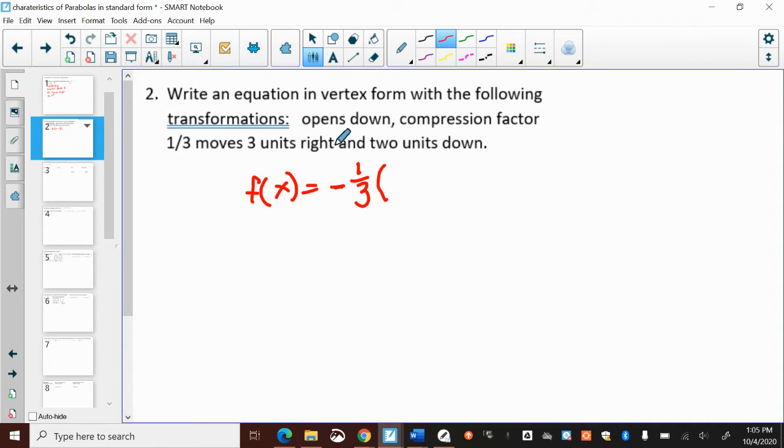Moves 3 units to the right, so it's horizontal. That puts up our parentheses. The square is always on the outside. It's going to be x minus 3. Normally to the right is plus, but inside the parentheses, it's opposite. And 2 units down.